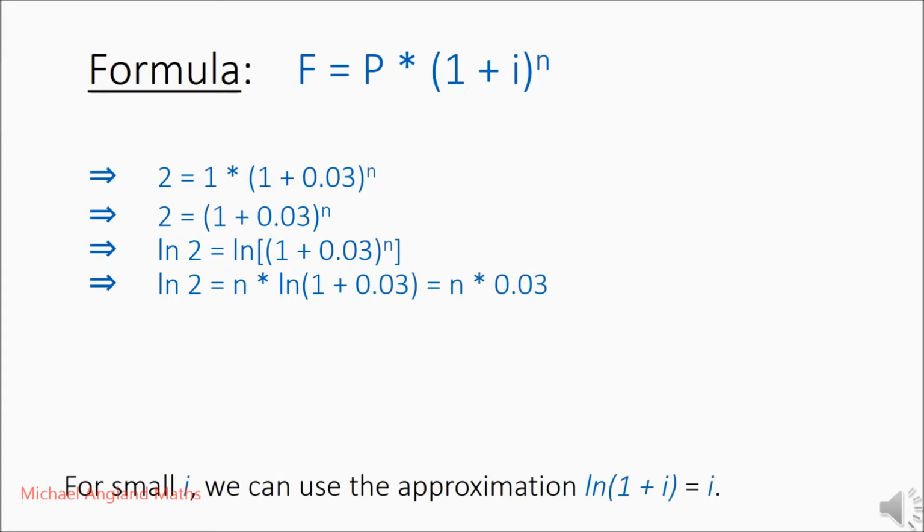Okay, the next step is this important substitution. So the right-hand side, which is n times log of 1 plus 0.03, becomes n times 0.03. This is where, as I've noted down below, for small I, we can use the approximation log of 1 plus I is equal to I. So that reduces in the next line to n is equal to log of 2 over 0.03.